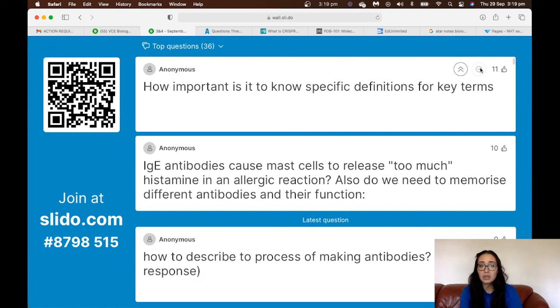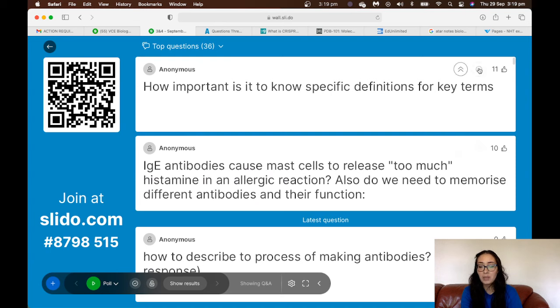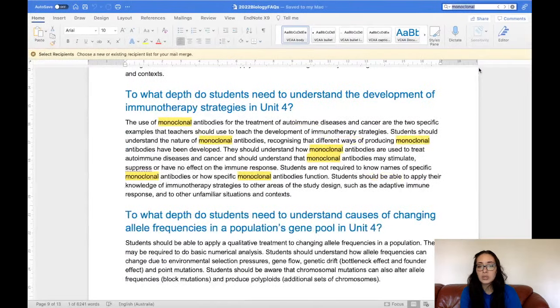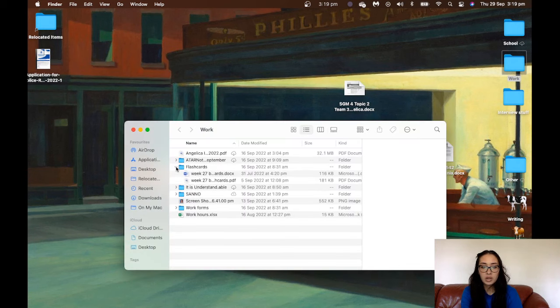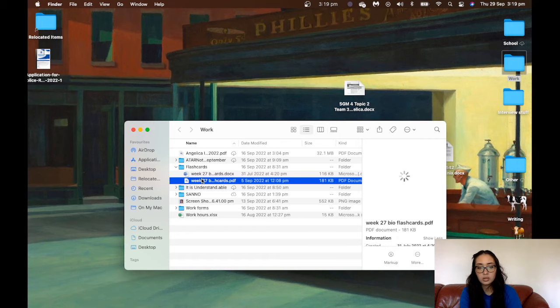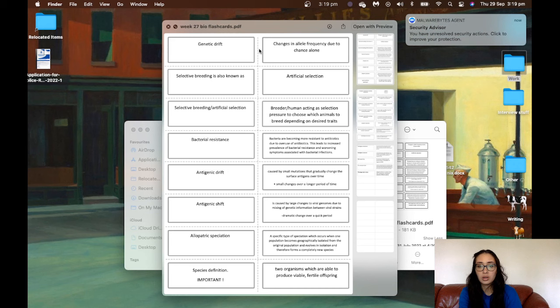You want to flashcard them. I don't think anyone suggested a good flashcard app. The one that I use is on my iPad. I use GoodNotes. There's a beta version where you can make flashcards. Otherwise, I've been making physical flashcards for my bio students. So I will have genetic drift on one side and changes in the frequency on the other side, using a template. I've been doing that for all my key terms for my students. Copying and pasting them from the slide deck that we just looked at today is a really good method.